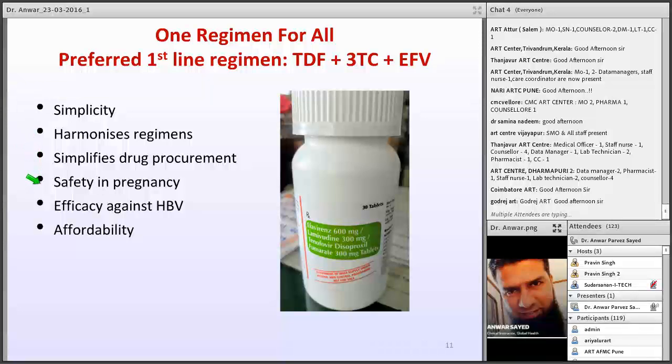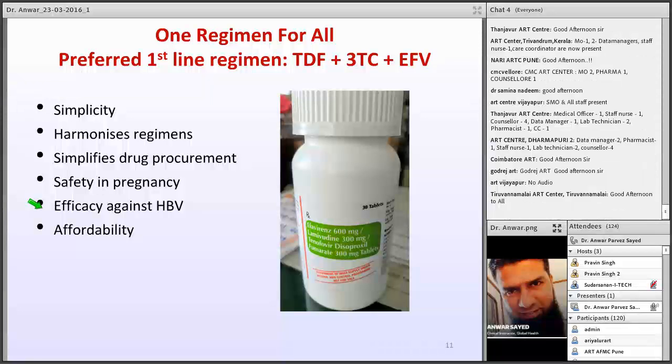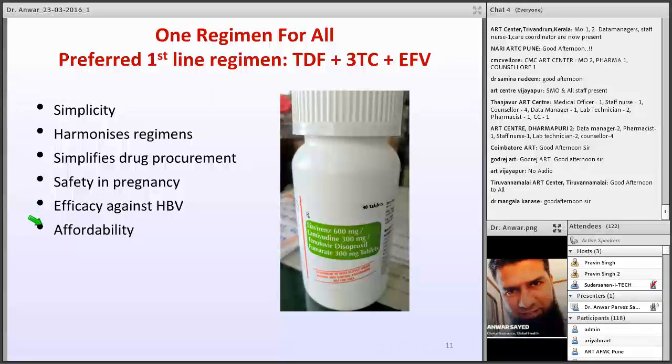It's safe in pregnancy, and efficacy against hepatitis B has been proved. There is also less risk of hepatic toxicity, and the cost of this drug has declined significantly since 2010.